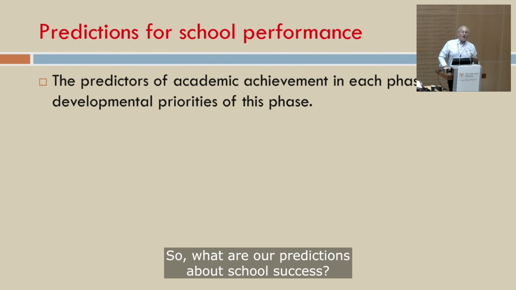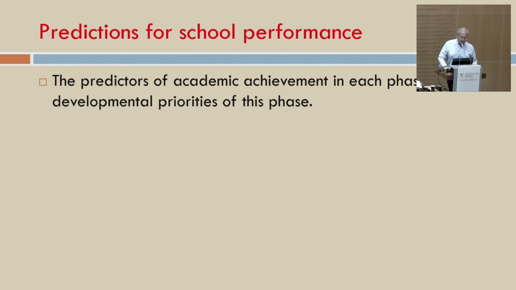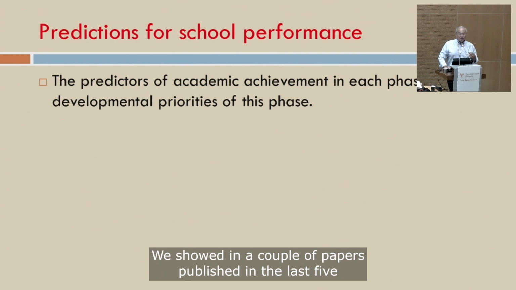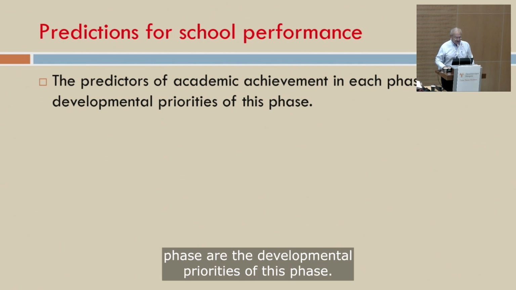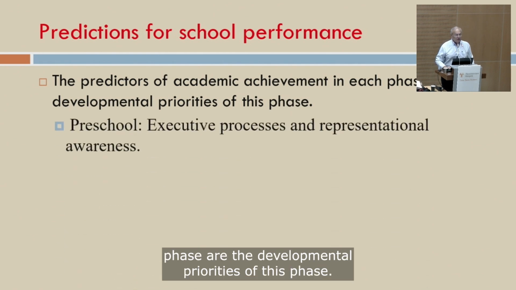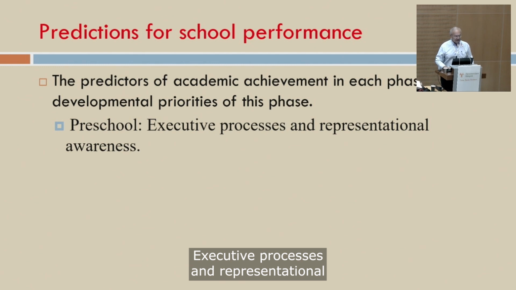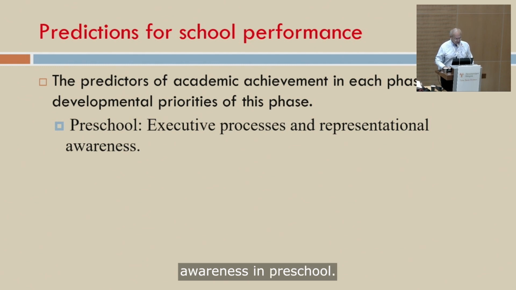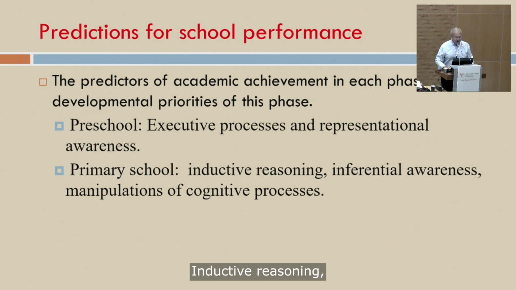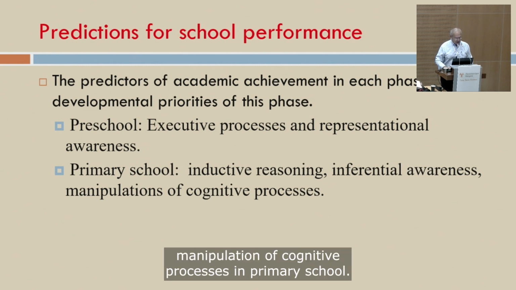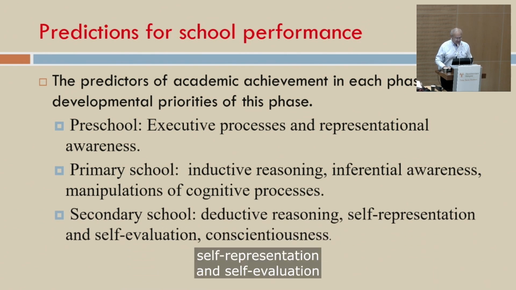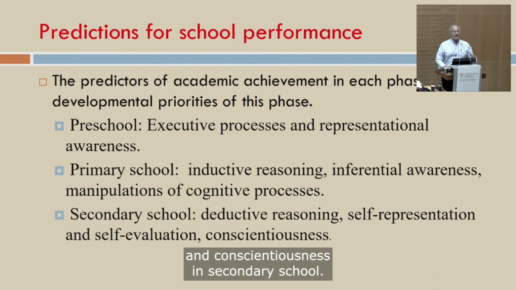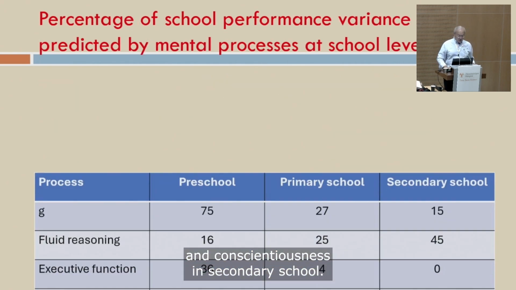so what are our predictions about school success? We showed in a couple of papers published in the last 5 years or so that the predictors of academic achievement in each phase are the developmental priorities of this phase. Executive processes and representational awareness in preschool. Inductive reasoning, inferential awareness, manipulation of cognitive processes in primary school. Deductive reasoning, self-representation and self-evaluation, and conscientiousness in secondary school.